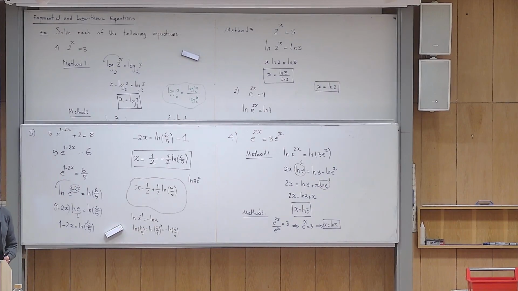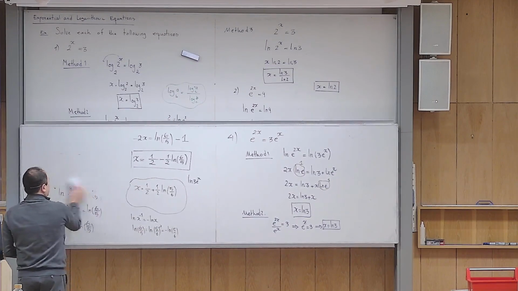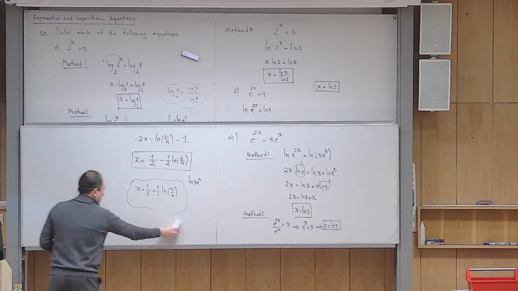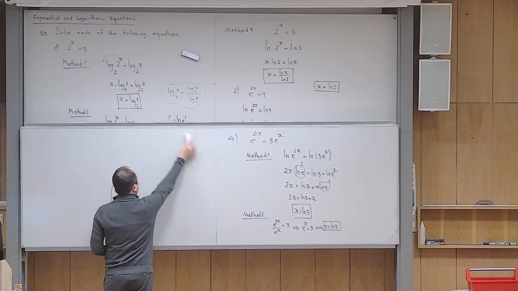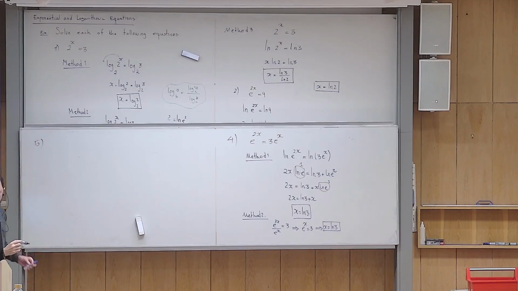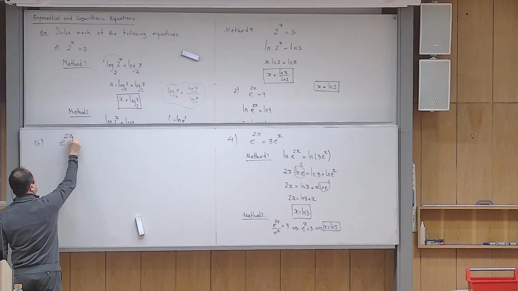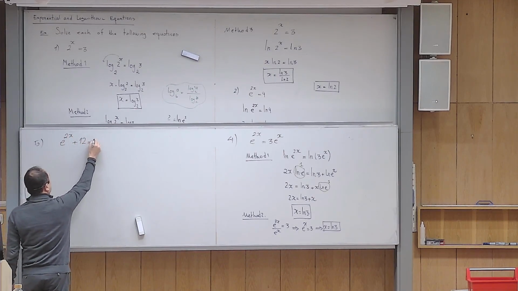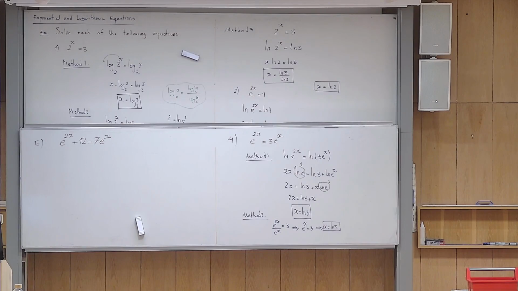Okay, so let me make it a little bit more interesting. So this question, number 5. The equation is this. e to power 2x plus 12 is equal to 7e to power x. I wait a little bit for you, okay?